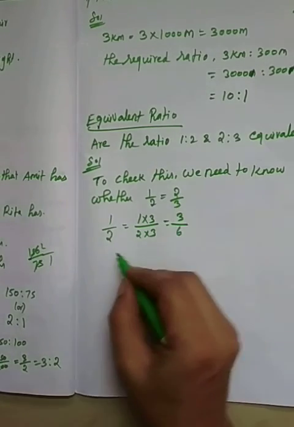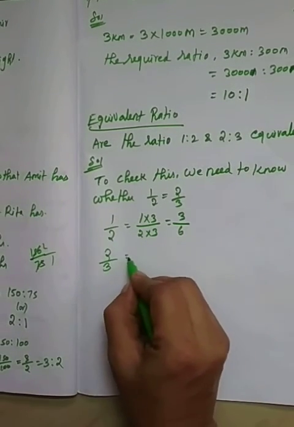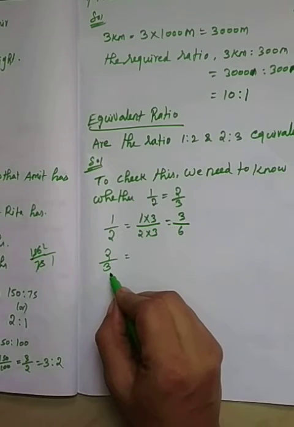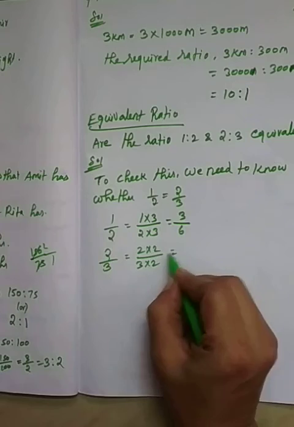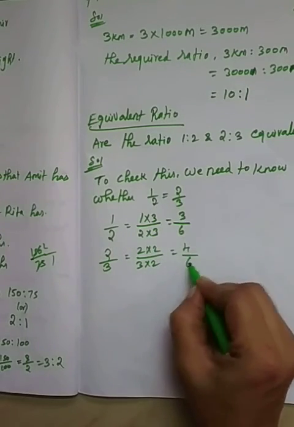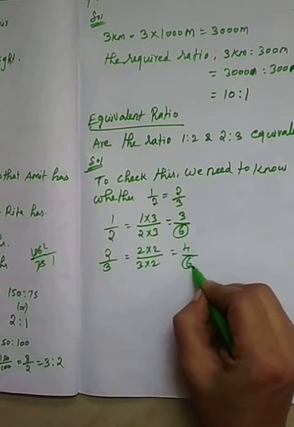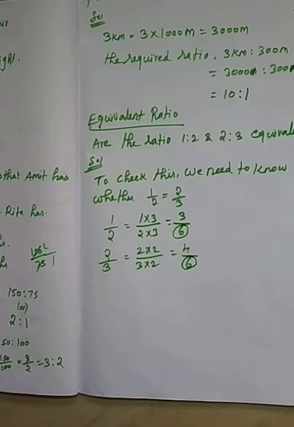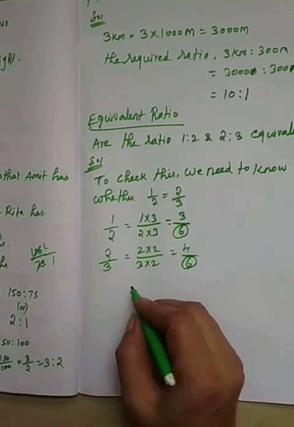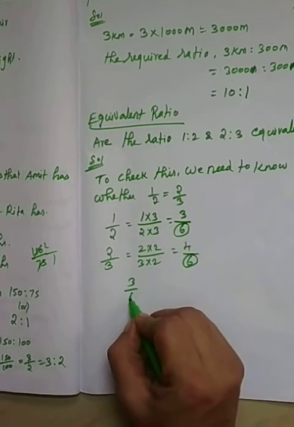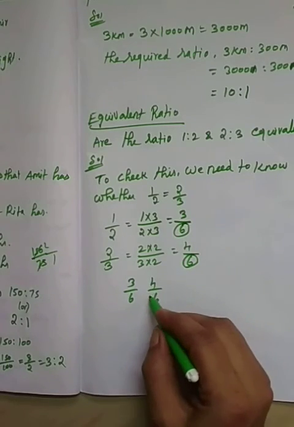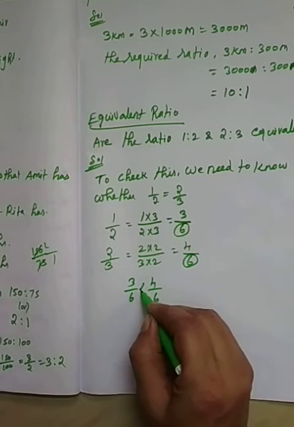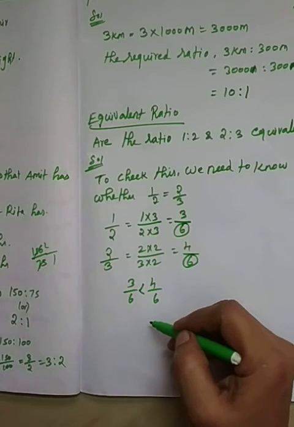Now consider the next one, 2 by 3. You need the denominator to be 6, so you multiply and divide by 2. So you will get 2 2s are 4, 3 2s are 6. Now listen, the denominators are 6. So we find 3 by 6 and 4 by 6. Are both equal? No. We find that 3 by 6 is less than 4 by 6.